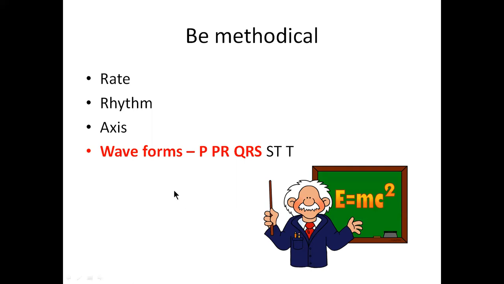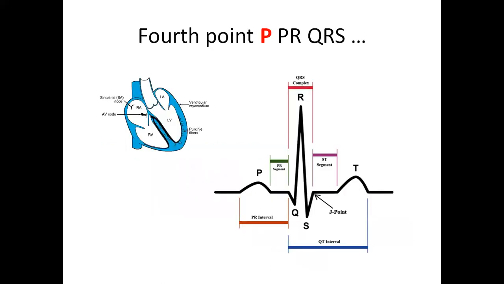Today we are going to look at the waveforms, and in this video we will focus on the P, PR, and the QRS. So just to remind you, the first wave is called the P, and the PR interval is from the beginning of the P to the beginning of the QRS complex. Okay, so that's the PR interval. And then the QRS complex itself. Okay, those are the three we will be discussing.